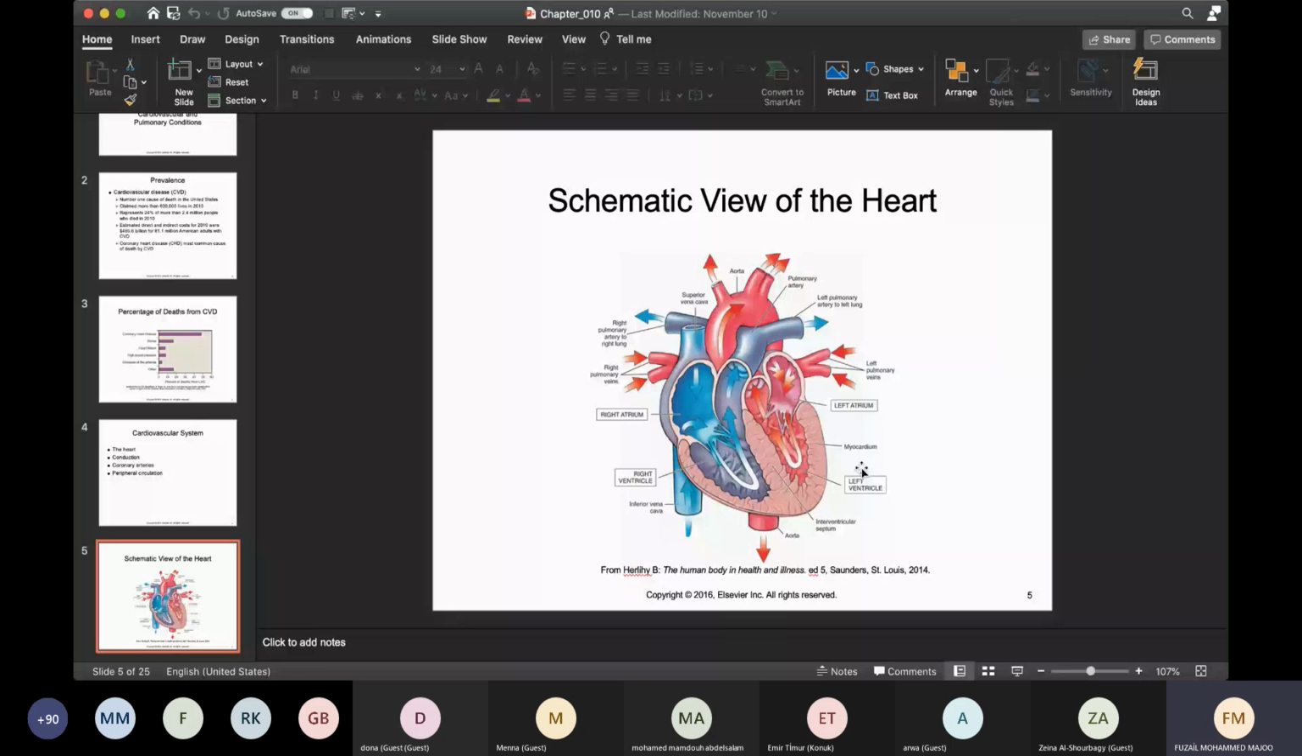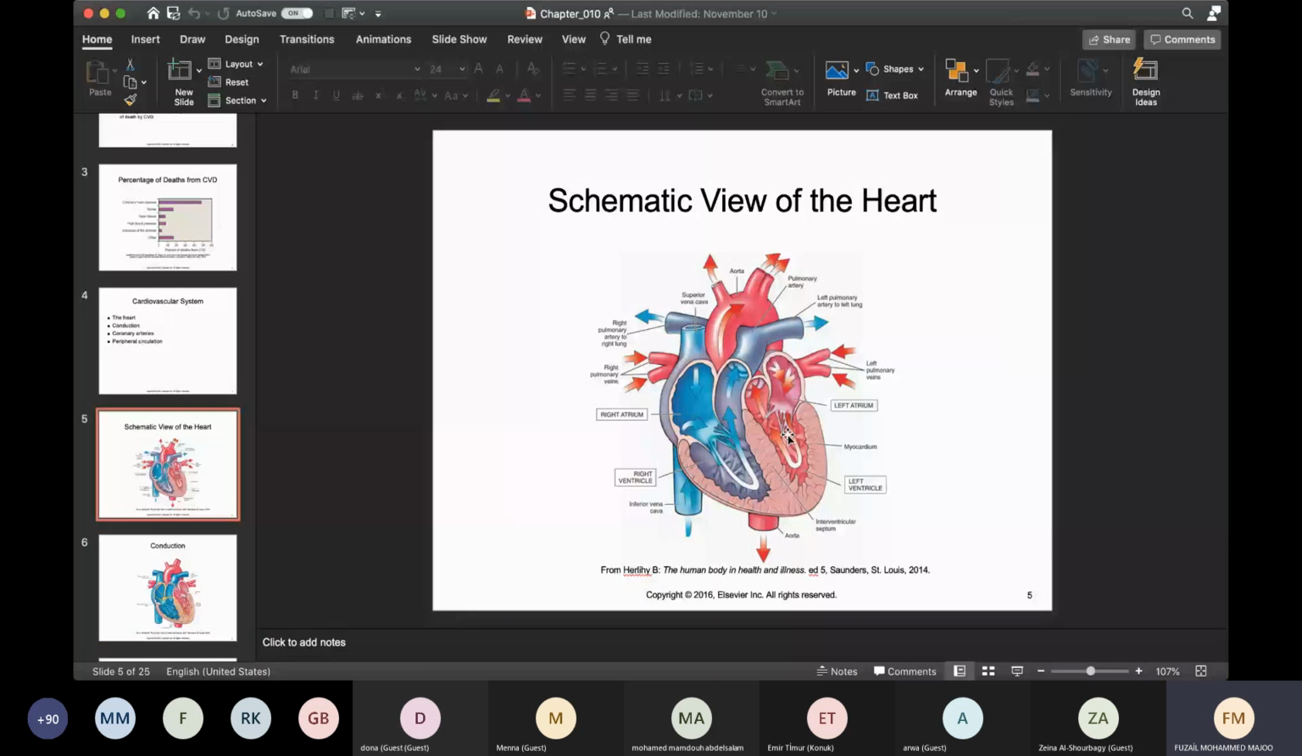So what do we have here? Right atrium, right ventricle. Remember, as I said, this is the pulmonary circuit, and this is your left atrium, left ventricle. This is the systemic circuit. This pushes oxygenated blood into the systems. This is receiving deoxygenated blood and sending it to the lungs for the gas exchange to take place. Okay, carbon dioxide going out and oxygen coming in.